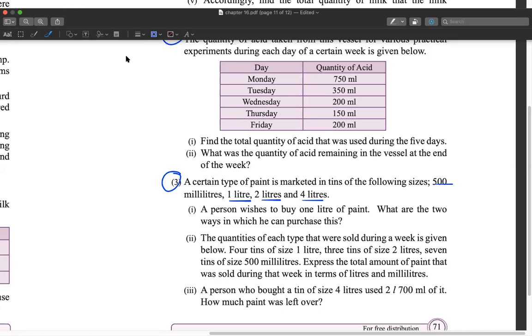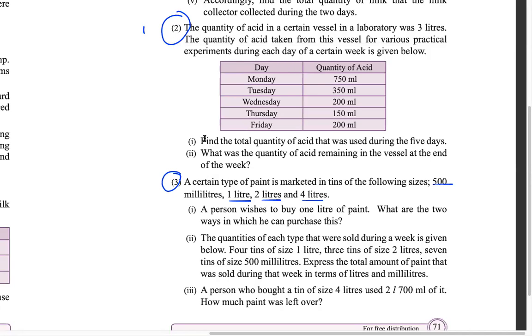Right. I hope that you have finished, all of you. So let's go to the question. The second one. So the first one you have answered, and Roman number 2. What they're asking is: the quantities of each type that were sold during a week is given below. 4 tins of size 1 liter, 3 tins of size 2 liters, 7 tins of size 500 milliliters. Now they're asking, express the total amount of paint that was sold during the week in terms of liters and milliliters.